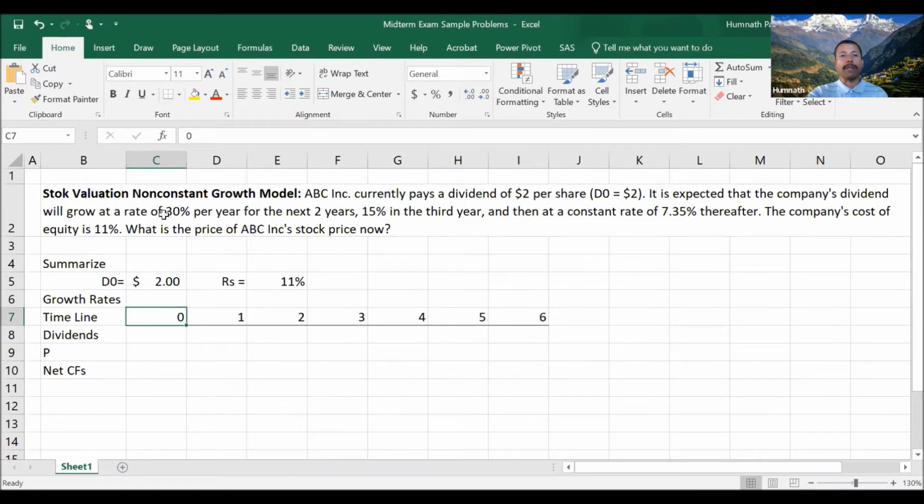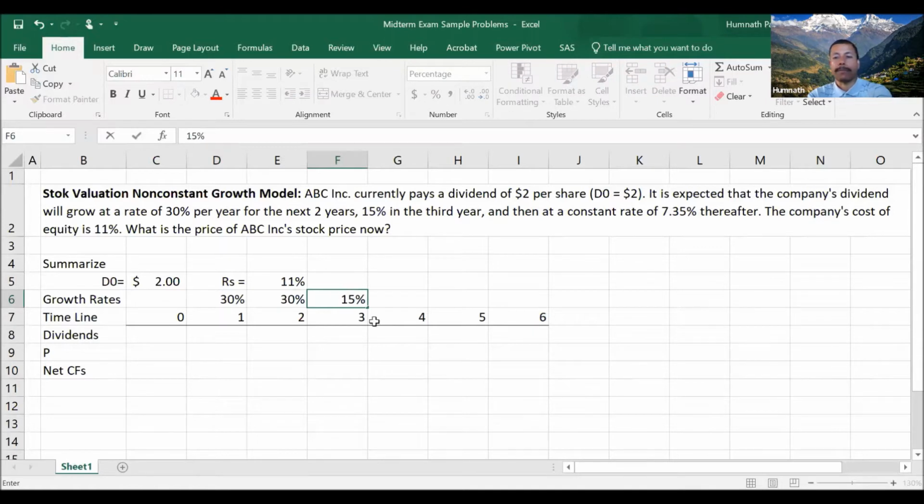So let's start with the growth rate. For year 1 and year 2, that means the next 2 years, right now we have a $2 dividend. In year 1 and year 2, we have a 30% dividend growth rate. In the third year, it is 15%. And now let's look at the information: in year 4, the rate is constant at 7.35%.